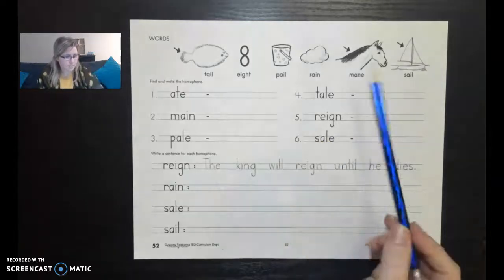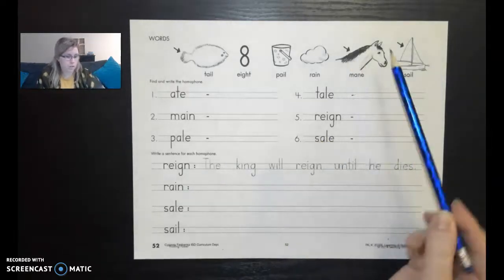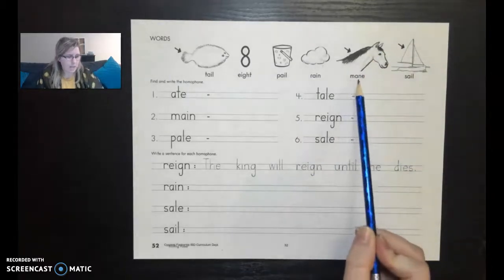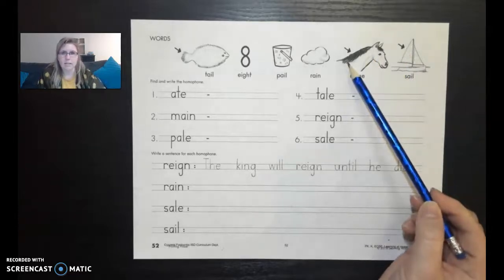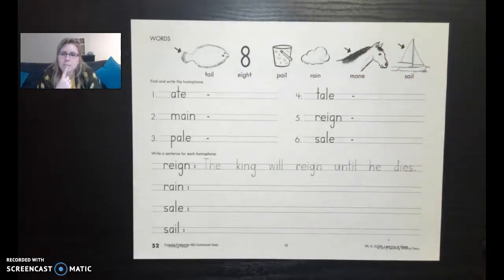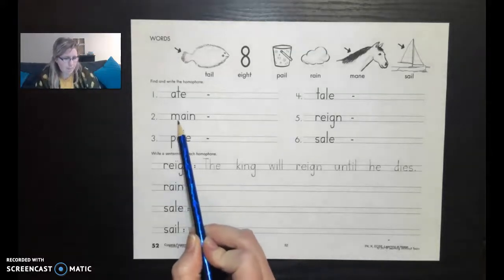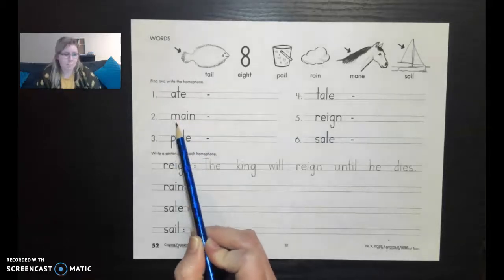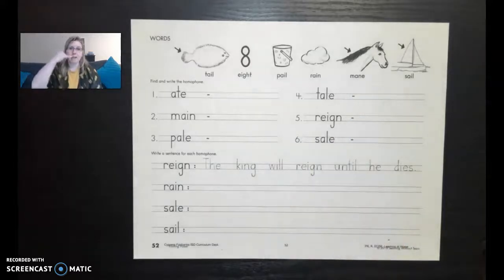Here's a picture of a horse. This part of the horse is the horse's mane, M-A-N-E, mane. But listen to this sentence. The main reason for this activity is our handwriting. The main reason. Am I talking about a horse's hair? No. So that's going to be this word right here, main. The main reason we're doing this. Mane, main. Same sound, different letters, different meanings.